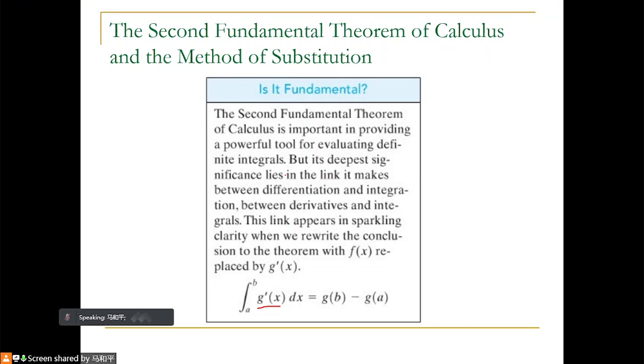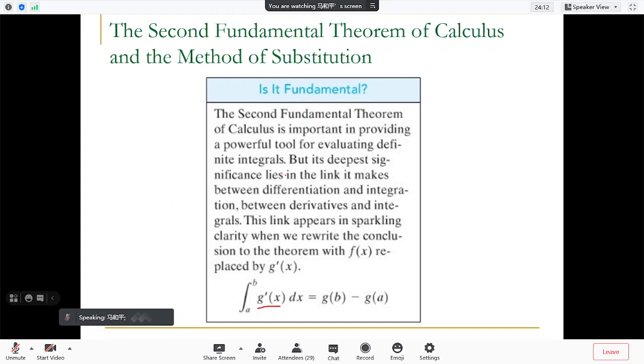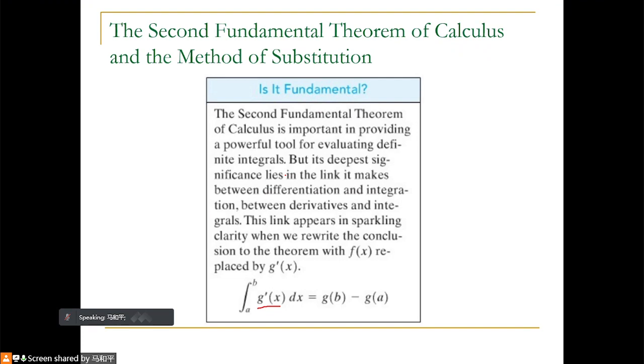Because this theorem is so important, its deepest significance lies in the link it makes between differentiation and integration, between derivatives and integrals. Because in calculus we learn derivatives and integrals, and this equation links this relationship. So this is sparkling clarity. You see.